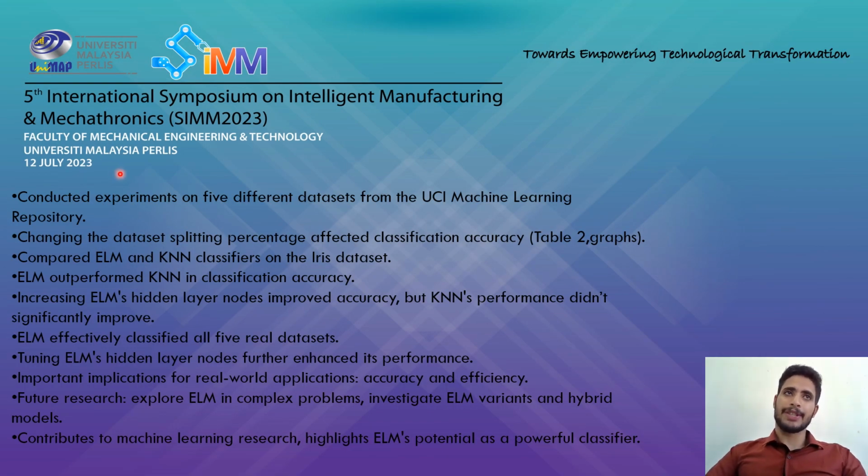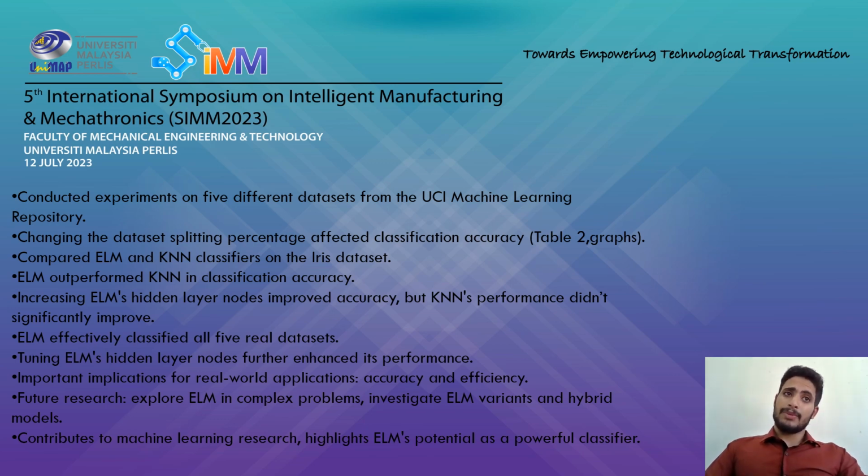I need to make this presentation fast because I just have 2 minutes. So here we can see how changing the dataset splitting percentage, which means the training set and test set, can affect the classification accuracy, as we saw in table 2 and the graphs as well. We have also compared the ELM and the KNN classifiers regarding the classification accuracy on the iris dataset and also on 4 more datasets. We saw in most datasets that the ELM outperforms the KNN in classification accuracy, as is already clear in table 2.